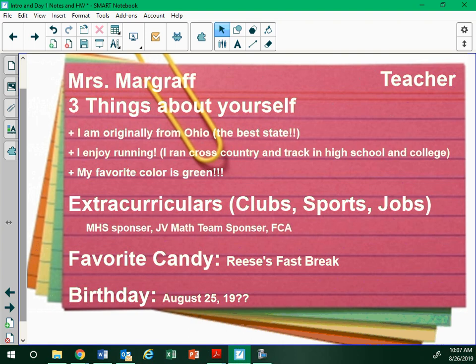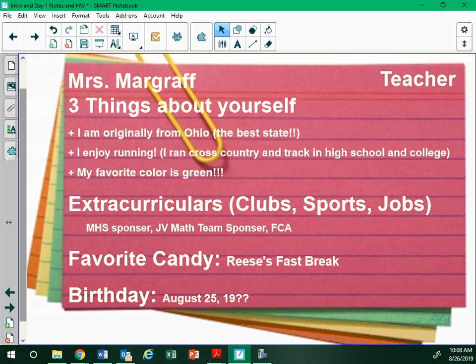I'm one of the JV Math Team sponsors, and JV Math Team is really just a chance to do some challenging problems. Approximately once a month, the county puts out some challenge problems. We meet for half an hour, you sit there and individually try to do those six problems, and then we check your answers to see how you did. So it's really just doing some fun challenging problems. And then this year I'm hoping to help out with FCA, which is Fellowship of Christian Athletes. My favorite candy is Reese's Fast Break, and my birthday was actually yesterday, but I'm not going to tell you the year.